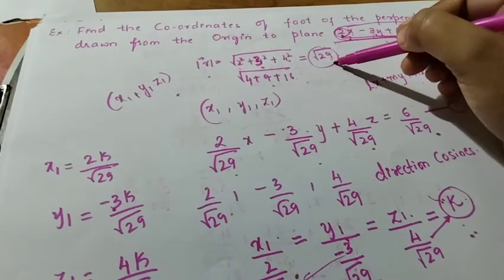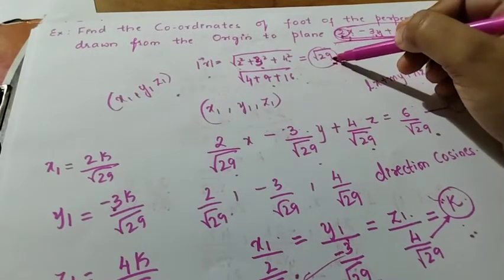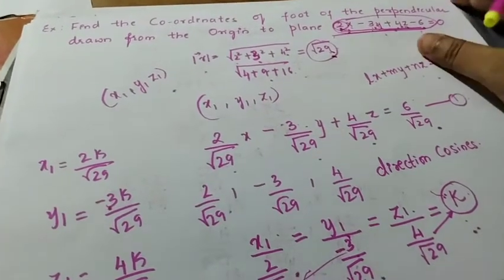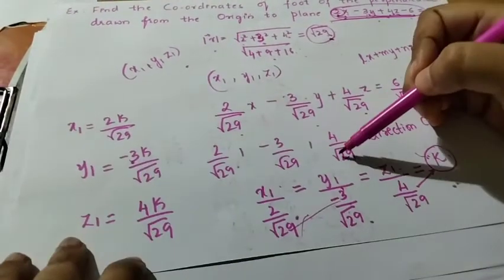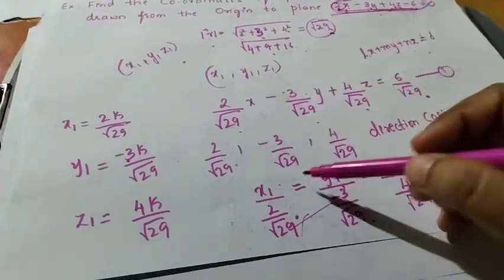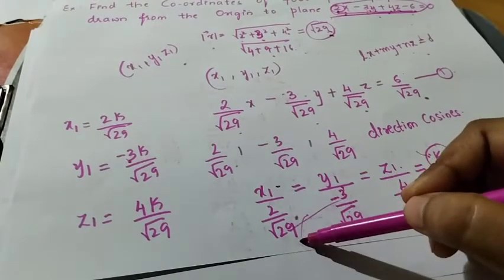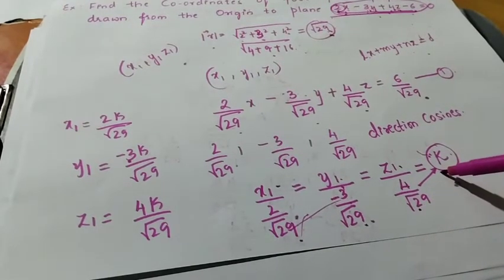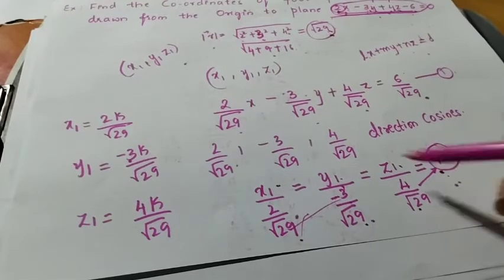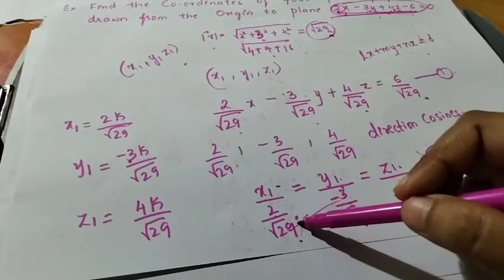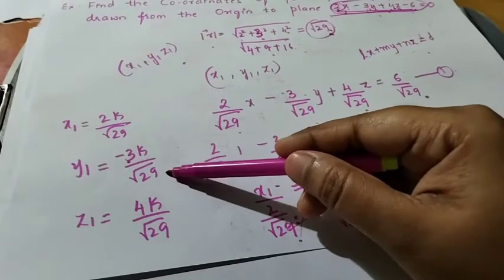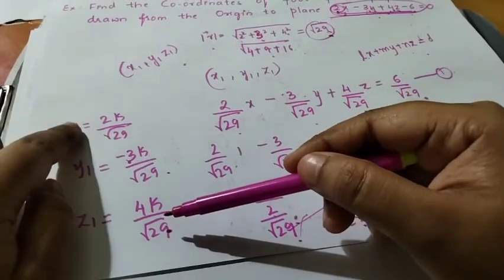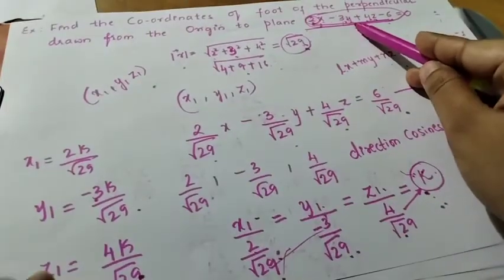Okay, 2 by root 29 is the L value, minus 3 by root 29 is the M value, 4 by root 29 is the N value. So these are the direction cosines. Once you get the direction cosines, they are proportional to the direction ratios. So x1 upon 2 by root 29, y1 upon 3 by root 29, z1 upon 4 by root 29 is equal to k, some constant term. Okay, x1 is equal to 2k divided by root 29, y1 is equal to minus 3k by root 29, z1 is equal to 4k divided by root 29. These values you must substitute in the equation.